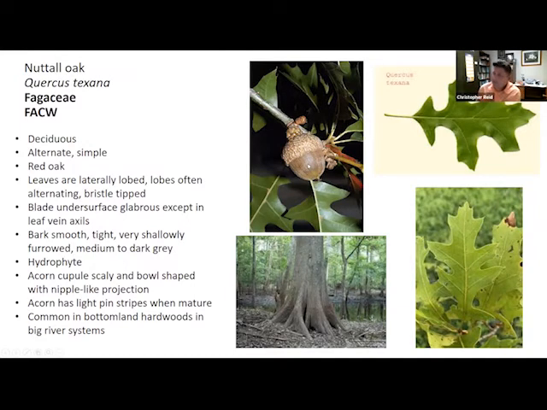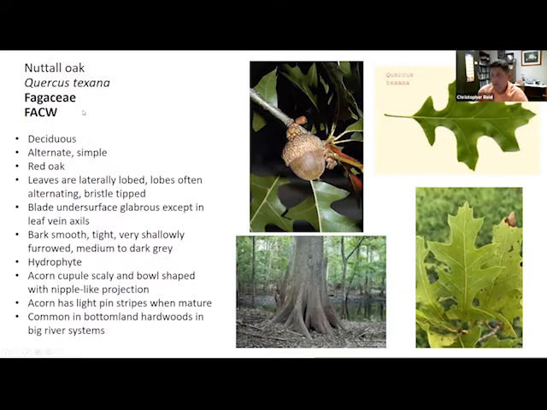So the acorns of Nuttall are a lot bigger than cherry bark oak. They're big and ellipsoidal, whereas cherry bark is about as long as it is wide, and we're talking maybe a third of an inch long, probably not quite a half, but a different shape. And instead of having a deep bowl-shaped cupule, cherry bark is more like a shallow saucer type of thing. So again, Nuttall oak is definitely a big river floodplain species.